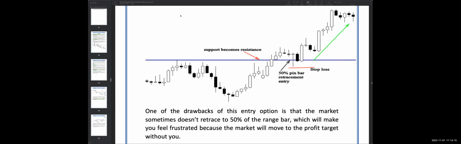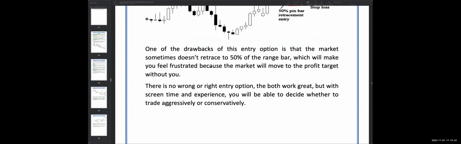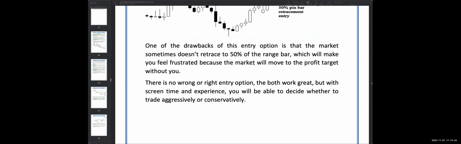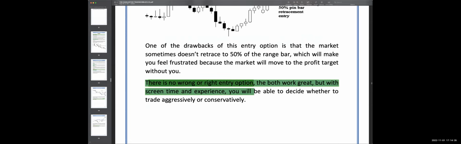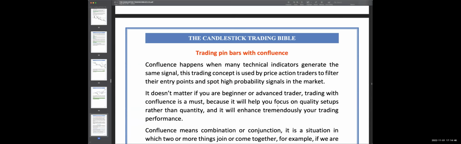One of the drawbacks of this entry option is that the market sometimes doesn't retrace to the 50% of the range bar, which will make you feel frustrated because the market will move to the profit target without you. There is no wrong or right entry option. They both work great, but with screen time and experience, you will be able to decide whether to trade aggressively or conservatively. I think I just explained this when we were talking about trading pin bars with confluence.